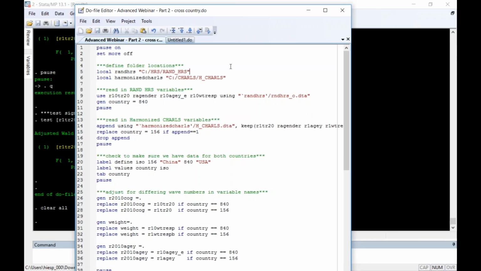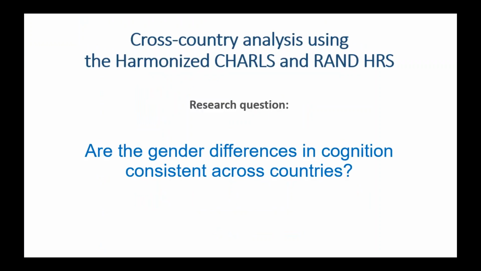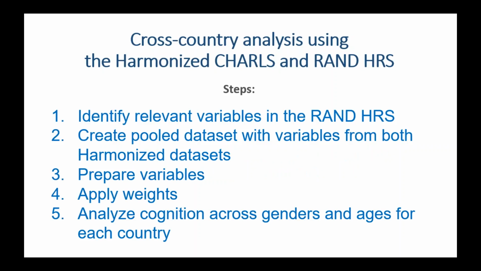Before we do that, let's talk about some of the things that we're going to be considering. Are there gender differences in cognition? We did see some in Charles. Are these consistent across countries? And in particular, are they different in China versus in the US? Do we see the same kind of difference where maybe younger age groups in the US don't have any difference, and older age groups have a significant difference? And are males usually a little bit higher than females, and statistically significantly higher at the oldest age group in the US? So we're going to identify relevant variables in the rand HRS.